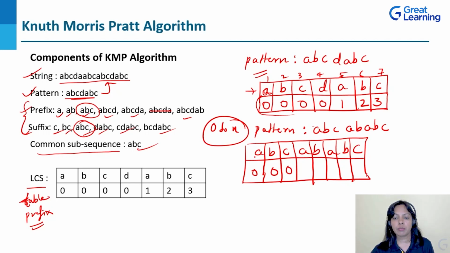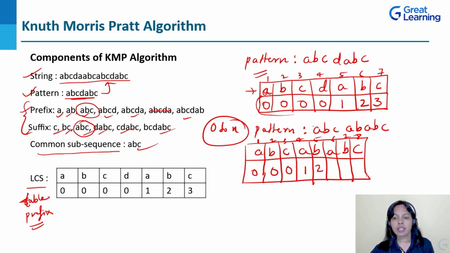Is A matching with any of the previous characters? Yes, it is matching here. And what is the index of A? 1. So 1, 2, 3, 4, 5, 6, 7, 8. A is matching with 1. Now B. Is B matching with any of the characters? Yes, it is matching over here. So what is the index of this B? 2. So it will be 2.